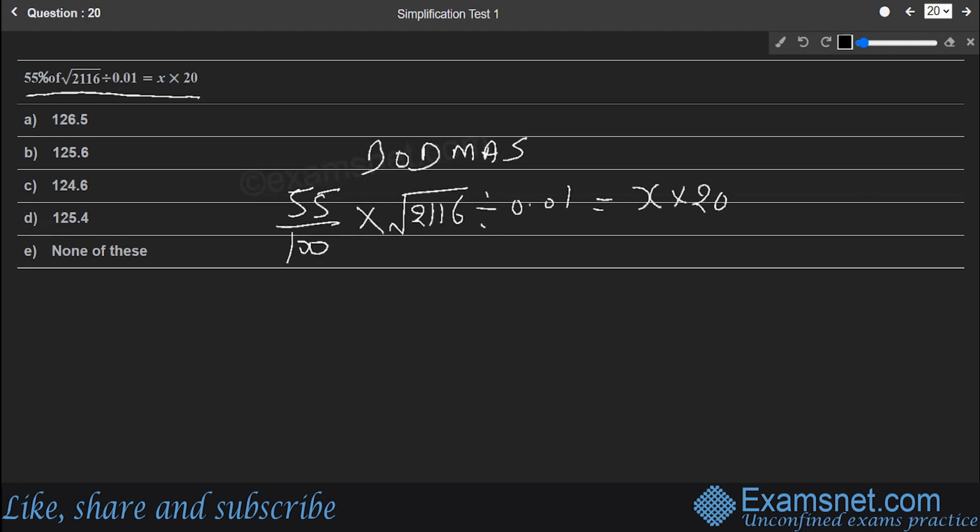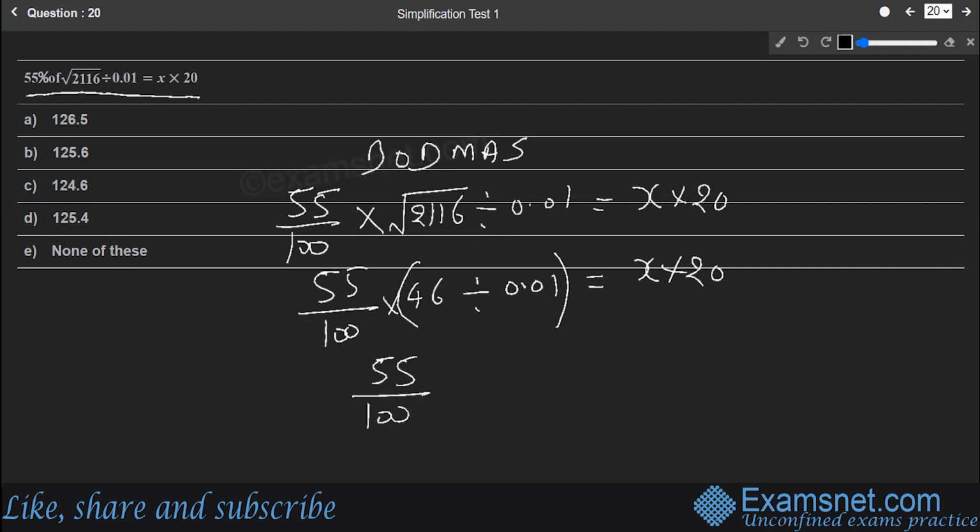So let us see the left hand side. We have to solve the under root first. Then under root of 2116, the 2116 is the square of 46. So we can write it like 55 by 100 into 46 divided by 0.01 is equal to x into 20. If we further solve this, we have to perform the divide first before the multiply. So 46 divided by 0.01 is nothing but 4600, is equal to x into 20.